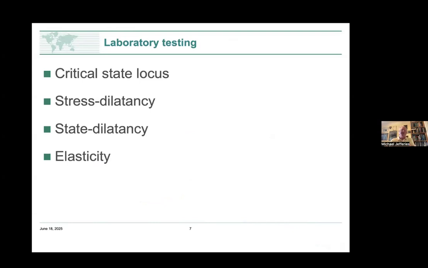In terms of laboratory testing, we need to look at 4 things, and we really need to look at them in this order. We're going to look at the critical state locus first. Then we're going to look at stress dilatancy behavior, so how does it dilate in response to stress? Then state dilatancy, which essentially comes down to being the limit of stress dilatancy. And we also want to look at elasticity, because that will be important to us as well.